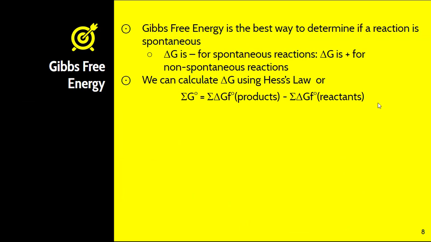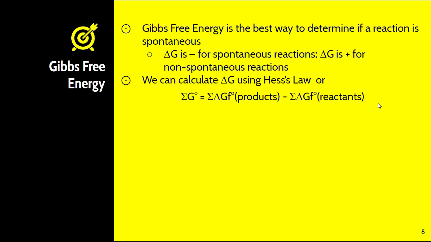So the last couple things I want to talk about, first off, is Gibbs Free Energy. We've looked at entropy, we've looked at enthalpy, but Gibbs Free Energy is actually the best way to determine if a reaction is spontaneous. Now, delta G is negative for spontaneous reactions, and delta G is positive for non-spontaneous reactions. I know I may have told you something different earlier, but this is the correct one. So delta G, again, is negative for spontaneous reactions, and positive for non-spontaneous reactions.